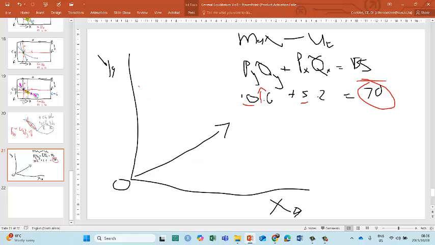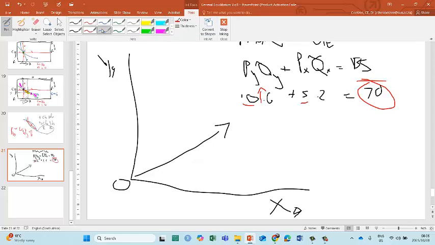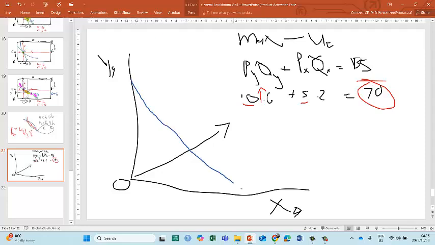So we can plot the budget constraint as a linear function. Obviously, this has a slope, a constant slope. And the slope of this budget constraint is the price of X over the price of Y.